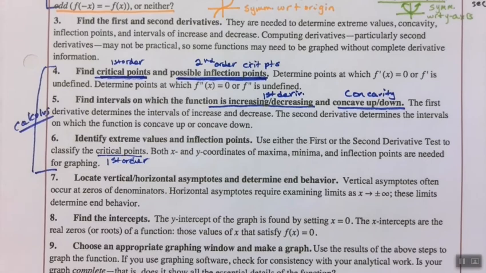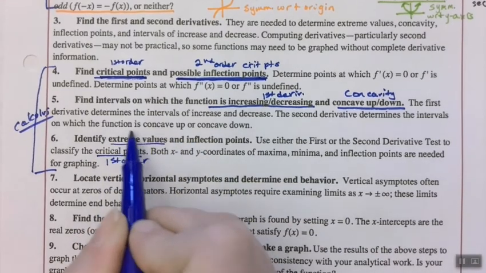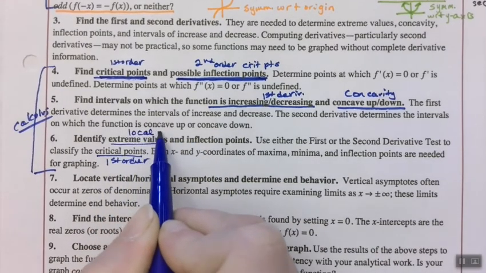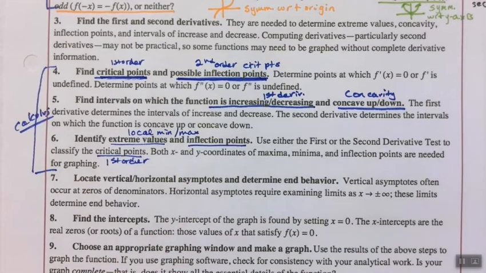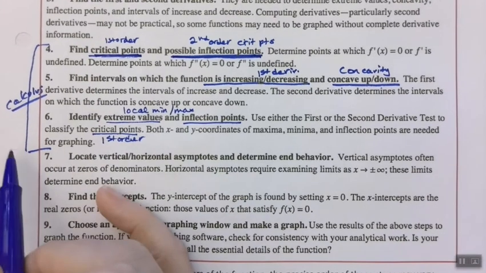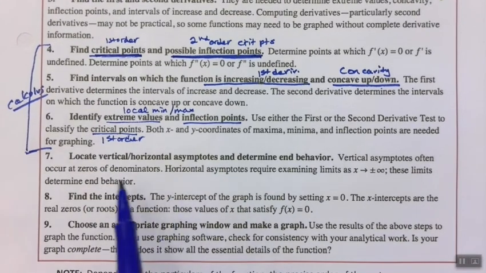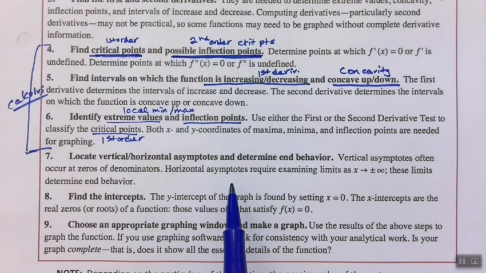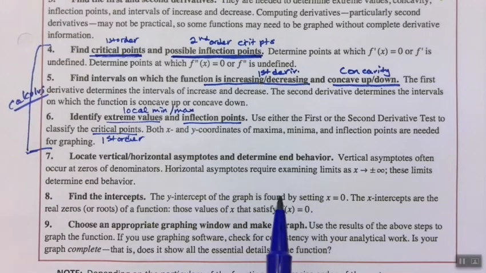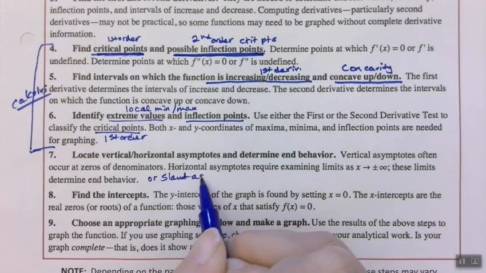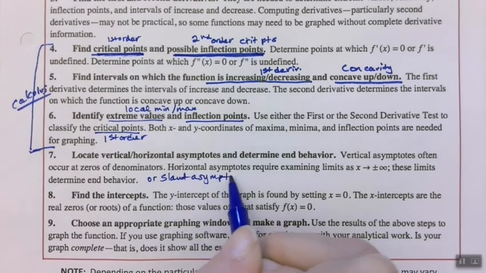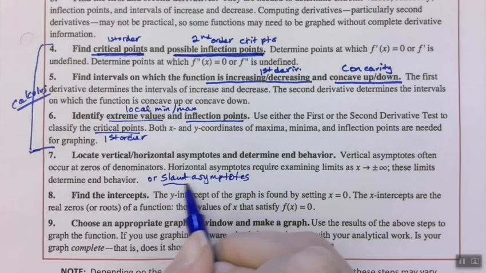All right, and by extreme values they mean local min and maxes, right? And inflection points are obvious; those are the points where the concavity changes direction. Next, we're going to find any vertical and horizontal asymptotes and determine end behavior, or maybe even slant asymptotes, if the case might be. Sometimes called oblique asymptotes, depending on what your pre-calculus book used.